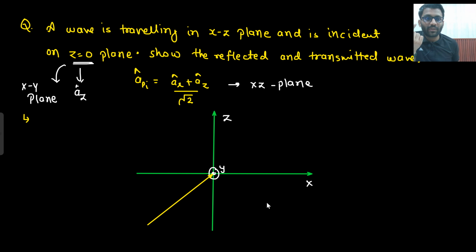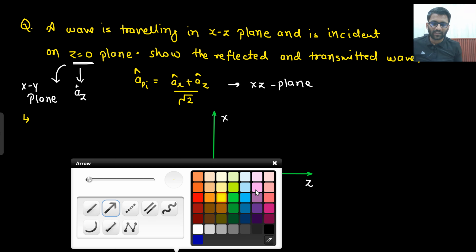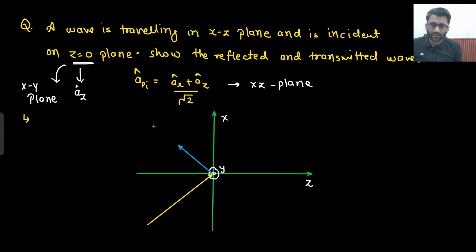So now what will be the perpendicular vector? I will always try to keep the perpendicular vector horizontal. So if I keep z here and x here, that means this will be my boundary plane. This is my incident wave. Where will be my reflected wave? This will be my reflected wave. So this is the incident wave and this is my reflected wave.